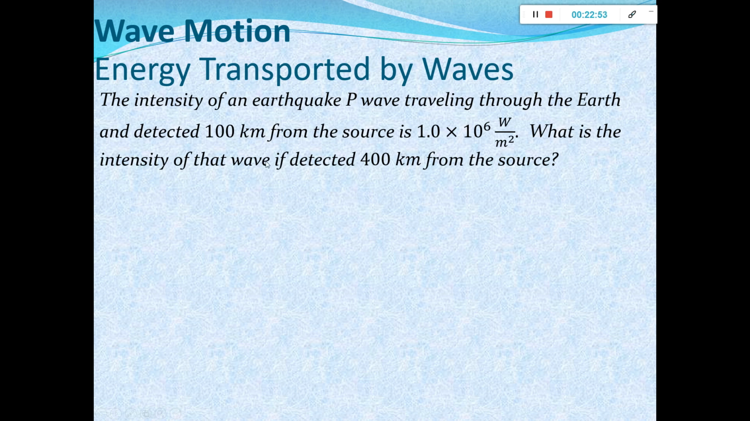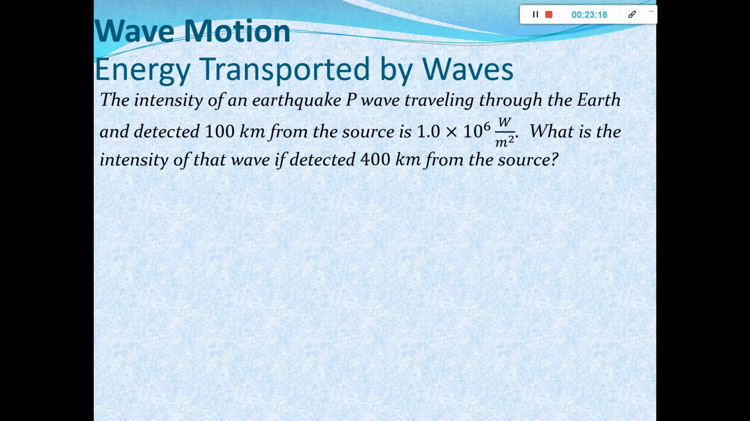All right, so they give us some information, they give us a distance, and they give us an intensity. What they want to know is the intensity at another distance. Because I don't have any other information, what it seems like I'm going to want to do is some sort of relationship. I want to come up with some sort of proportion.